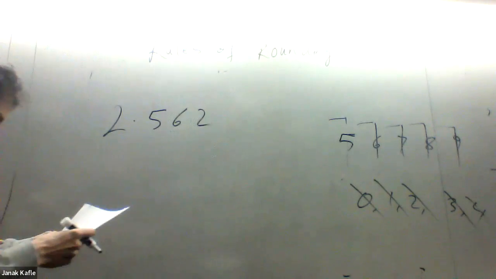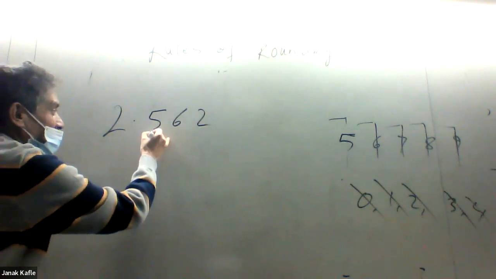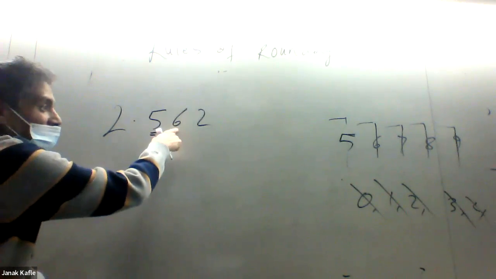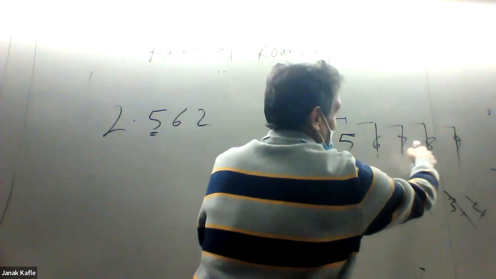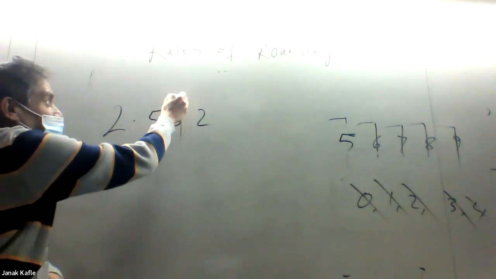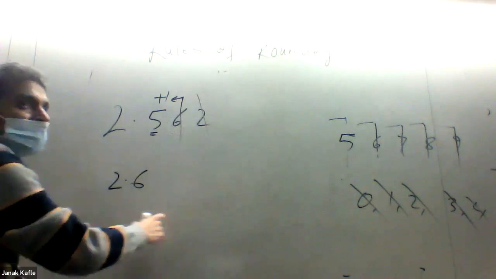So 2.562, I need to report the answer in two significant figures. So I want to report only up to here, 2.5, right? Now I need to look at this number here. This is 6. So this is 5, 6, 7, 8, 9, one of these numbers. So I'm just going to drop this one and add plus 1 here, and that would be 2.6, like that, right?